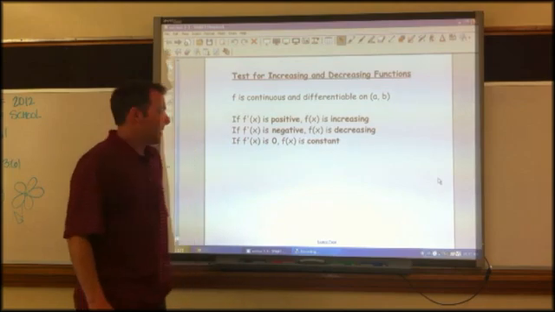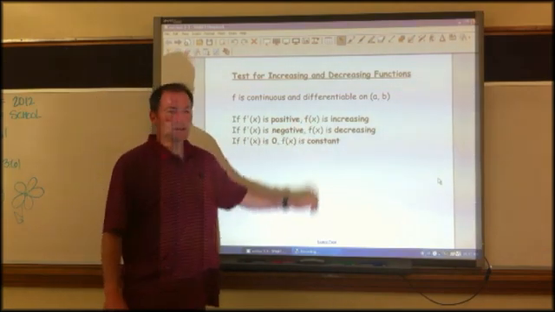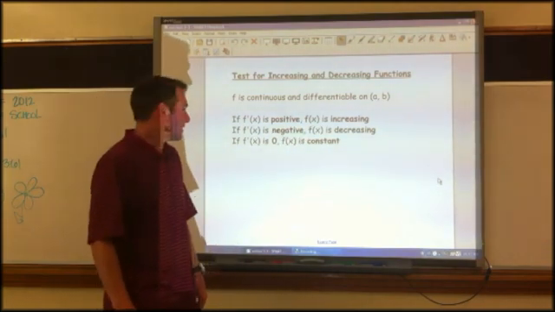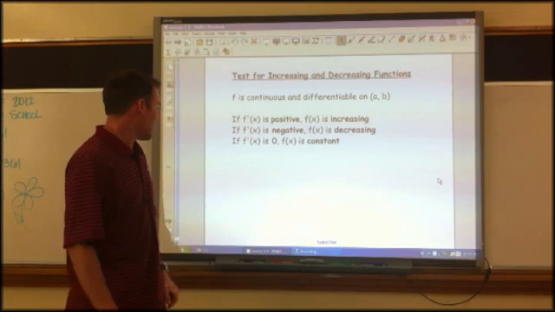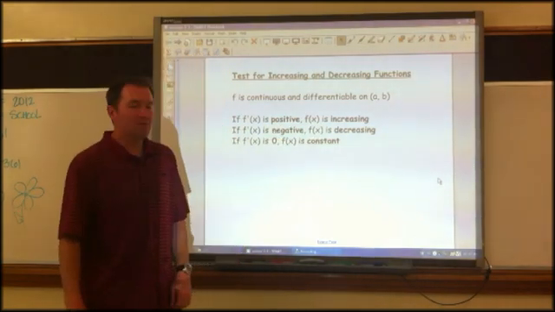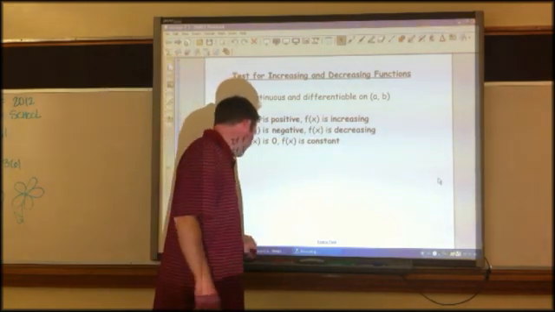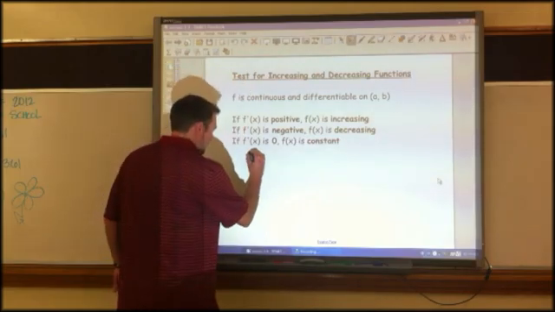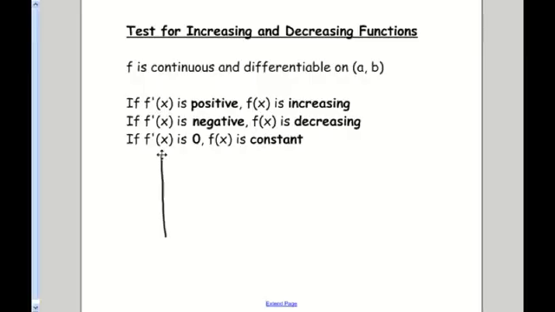Let's make some observations about how the derivative is related to the original function here. So f prime of x versus f of x. This first one here says that f prime of x is positive. That means that f of x is increasing. Well, first of all, to understand that, an increasing function looks like this.